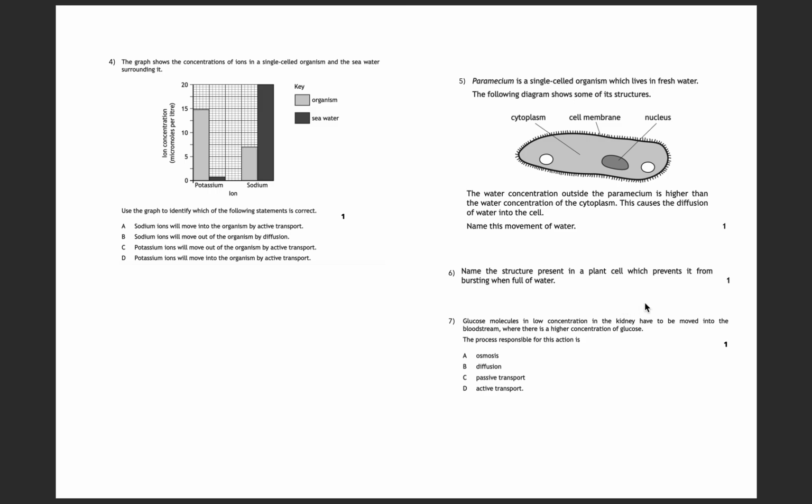Name a structure present in the plant cell which prevents it from bursting when full of water. Even there, I did it there. I associated it with the cell wall straight away.